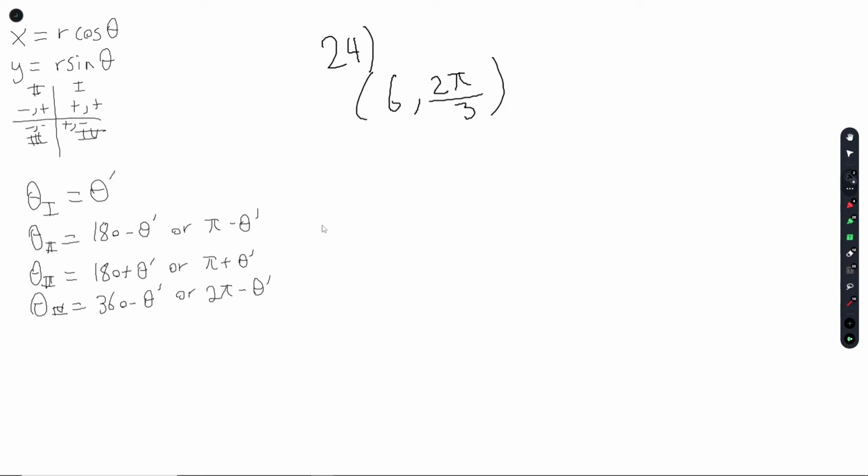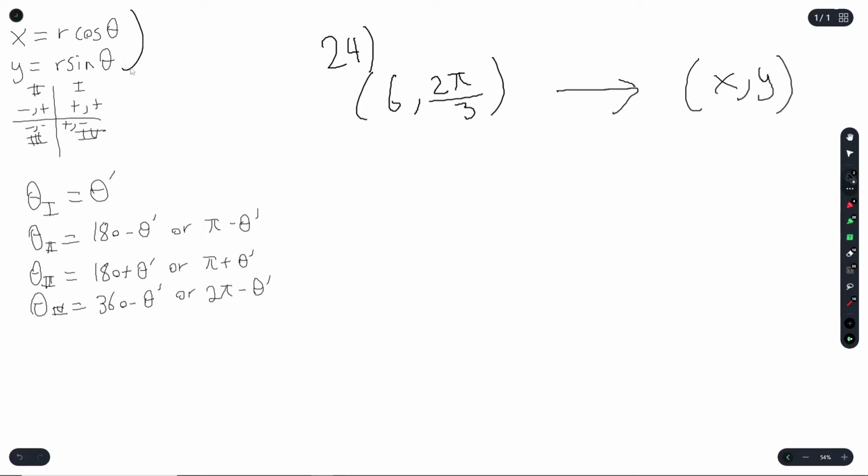Our next question is number 24 in the book. Here they're asking us to convert the polar point 6 and 2 pi over 3 into x and y coordinates. So here we're going to use these two formulas. x is equal to r cosine theta. This is r and this is theta.